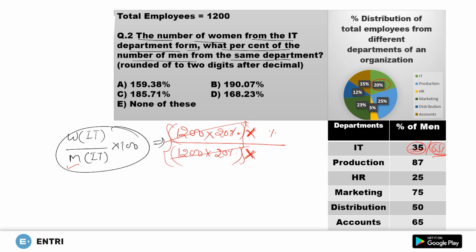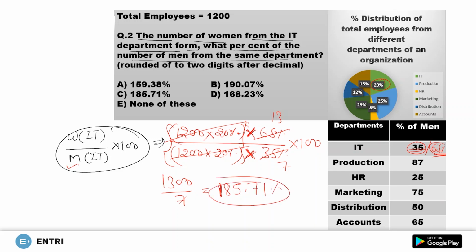So women are 65% here in the IT department, and males are 35%, okay, in 200. So this will cancel out by 13, this will cancel out by 7. So you will get 1300 divided by 7. So just calculate this. You will get 185.71% as the answer.